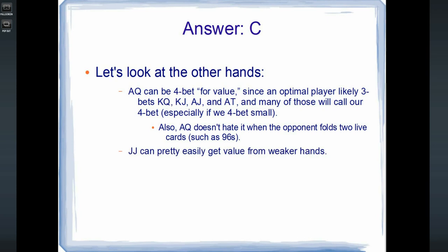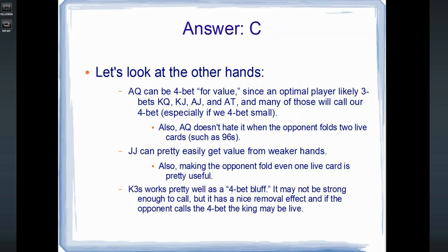Jacks can pretty easily get value from weaker hands, so Jacks is, I think, a pretty standard 4-bet. I don't imagine anyone has trouble with that. Also, you can make the opponent fold even 1 live card, and that's pretty useful. So sometimes if you 4-bet ace-jack, you might make your opponent fold a suited queen or king if he happened to 3-bet those hands. Maybe he even rarely 3-bets some offsuit stuff that has an ace or a king, and again, if you make them fold that, that's cool too.